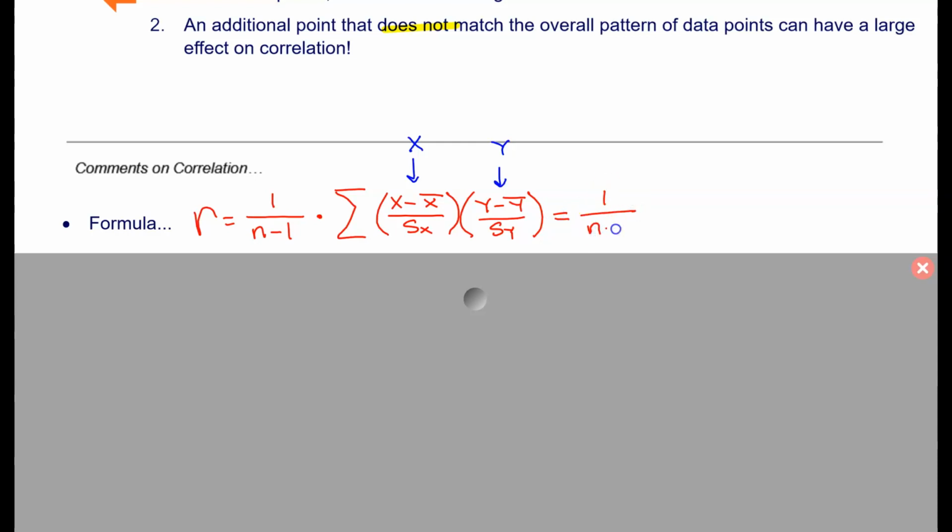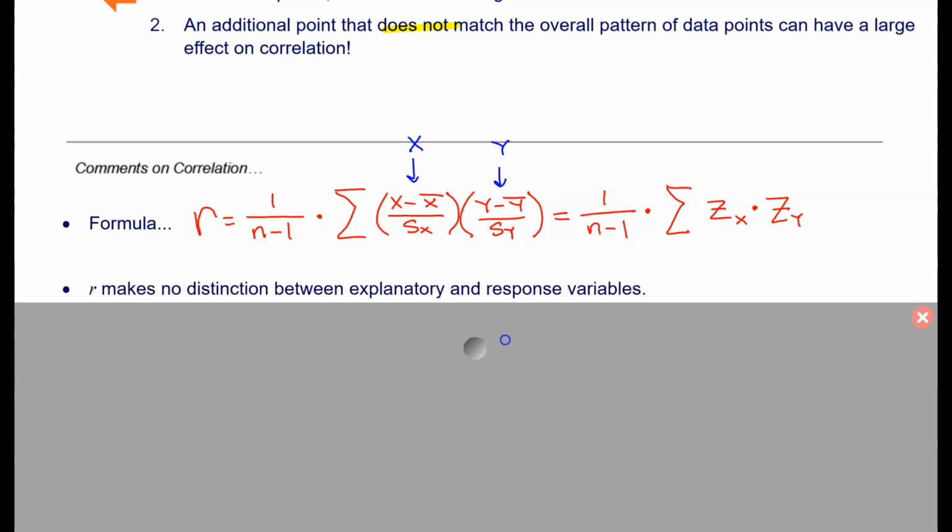It's 1 divided by the quantity n minus 1 times the sum of something. I hope this isn't a stretch. If you look at x minus x bar divided by s sub x, you ought to recognize that as a z-score. That is really the z-score of the x variables. And then y minus y bar divided by s sub y is the z-score of the y variable. Okay, so that's the formula for correlation. As I mentioned previously, not something you will use very often. We will get that from our calculator.